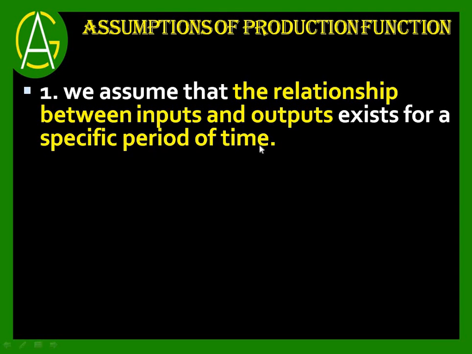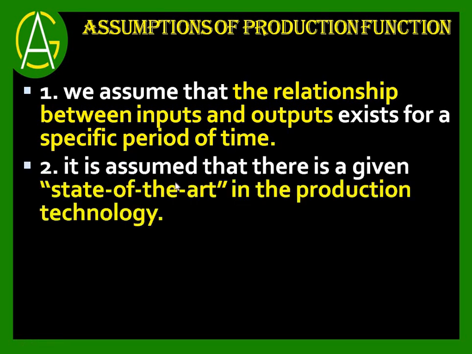Then our production function can be successful. So the time period must be specified; it must be fixed. Next, it is assumed that there is a given state of the art in the production technology. Given state of the art is technology. The technology is given and fixed. We do not have to change the technology again and again.